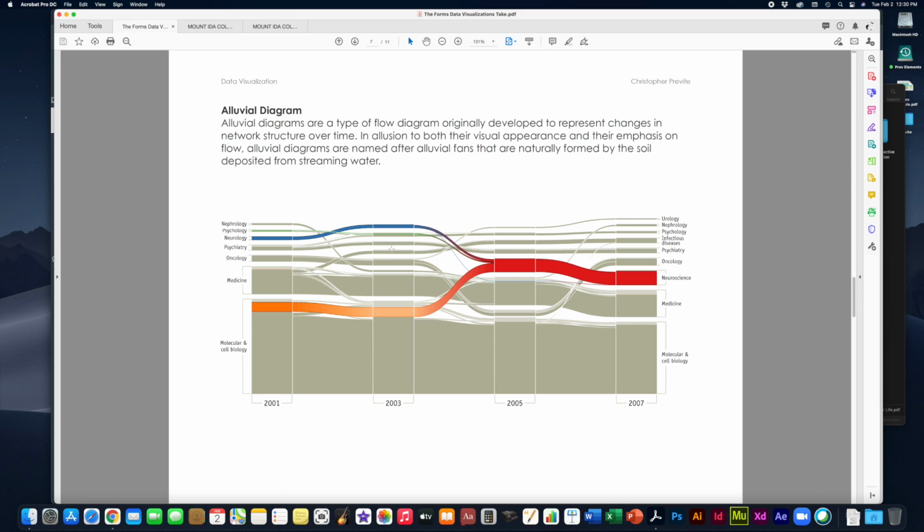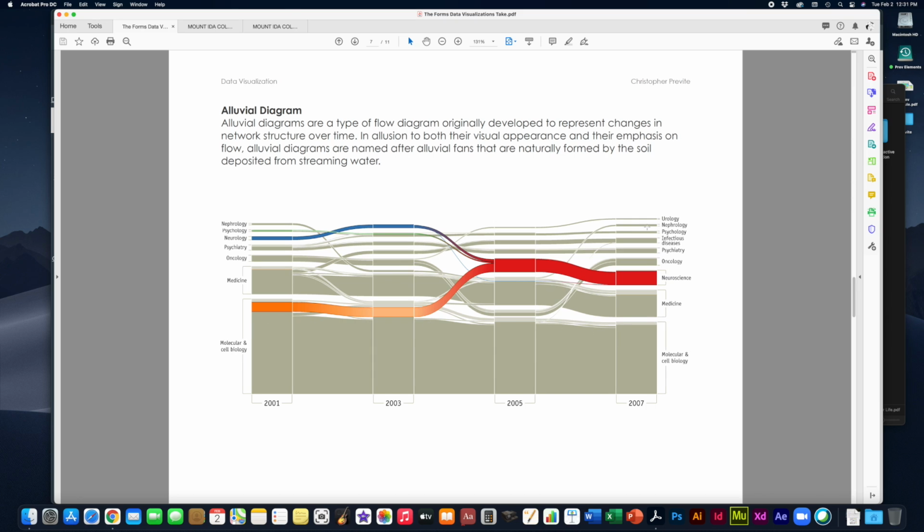So this is one type, the alluvial diagram. And it was originally developed to represent changes in network structure over time. And a network, of course, could be a team of people, or it could be a literal network of data. A network is an interlocking collection of information, people, places, things, whatever. In allusion to both their visual appearance and their emphasis on flow, alluvial diagrams are named after alluvial fans that, of course, are naturally formed in the soil deposited from streaming water. If you see the way soil forms itself along sort of a rushing stream or a babbling brook or whatever, it looks like these kind of really layered, curved, wavy shapes. And so those are called alluvial fans, and so that's what this is named after.